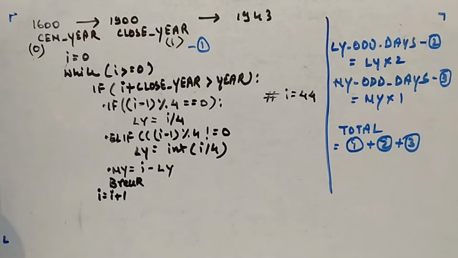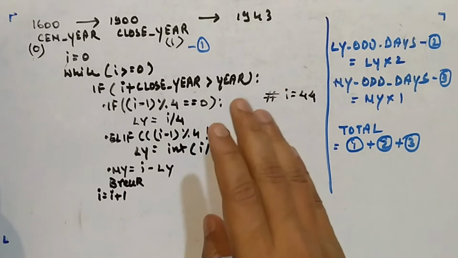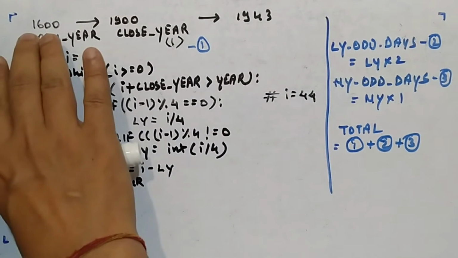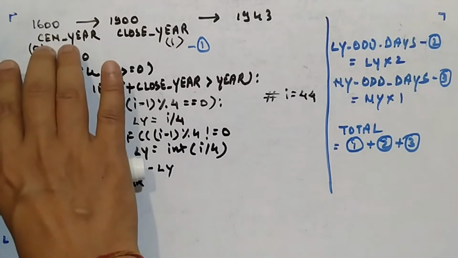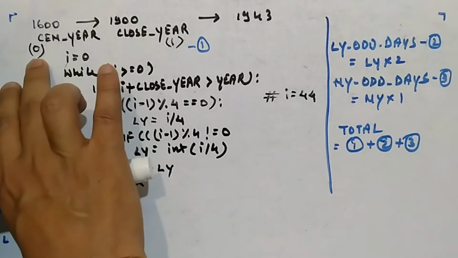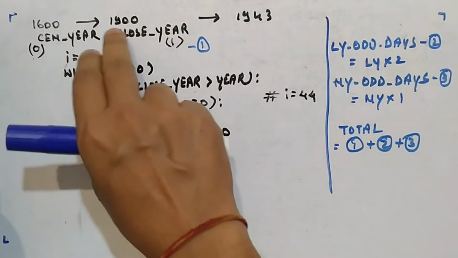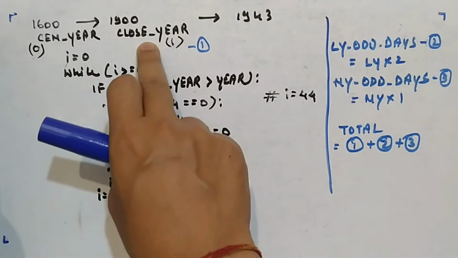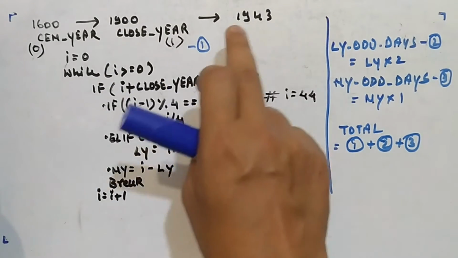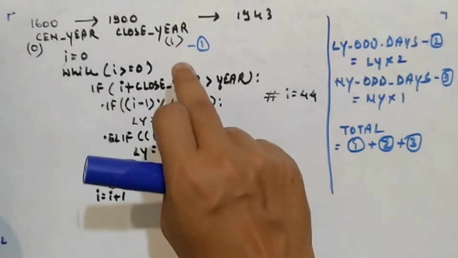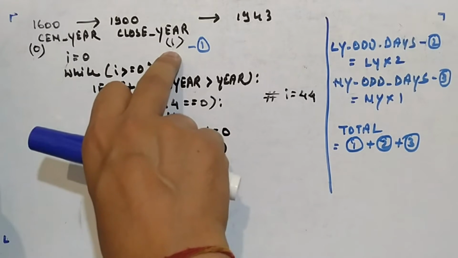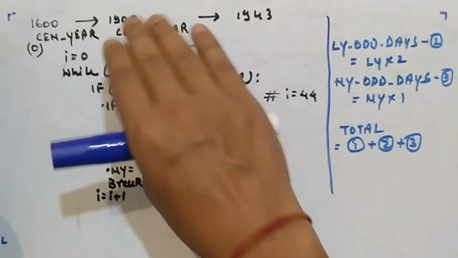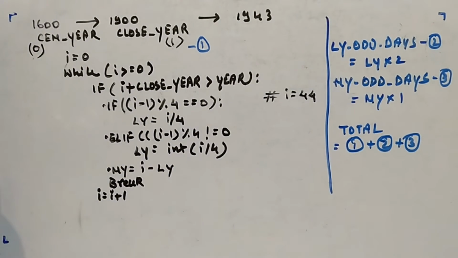Okay, now let's look at the final part, how we're going to go from 1900 to 1943. So we have reached the closest century year, which will give 0 odd days. Then we reached 1900 by using a while loop, and we got the closest year to the given year, and we calculated the number of odd days, which was 1 here. Now we're going to jump from this position to the final position.